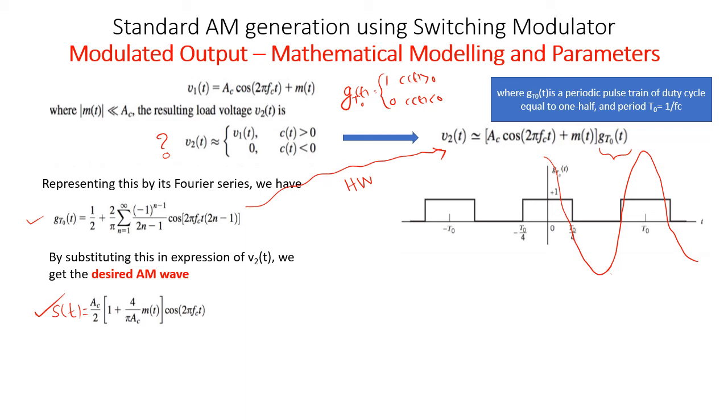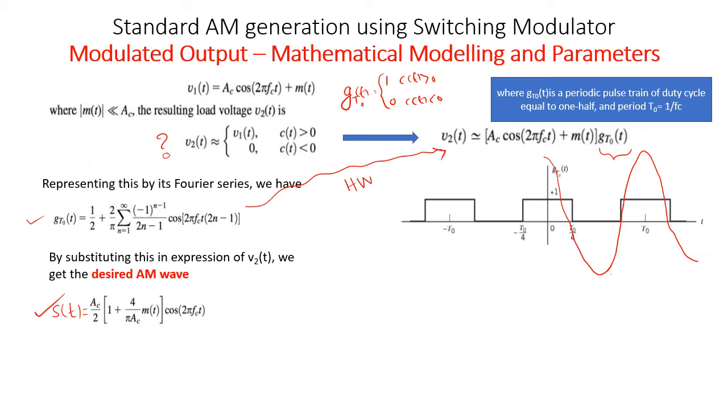Then you expand this expression for v(t), and you will be able to find a term like this. I am giving it as homework, so you have to try it out. In that, we'll have a term like this. So this is our desired AM wave, that is A_c by 2 times (1 plus 4 by pi A_c m(t)) cos(2 pi f_c t). This is our desired AM wave.